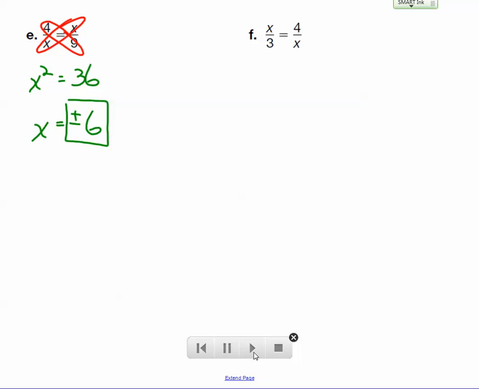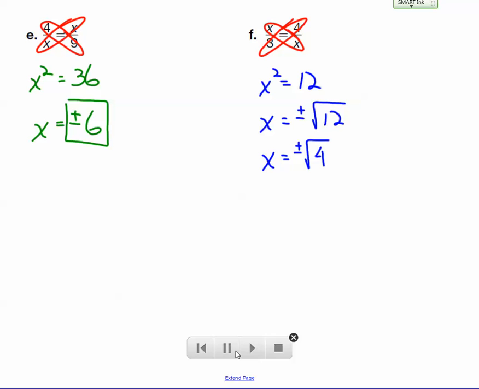Let's do it again here on F. X times x, cross products here, is x squared, and 3 times 4 is 12. So x squared equals 12, and then we'll take the square root of both sides. Square root of 12, 12 is divisible by a perfect square, 4. So let's go ahead and simplify that. And we'll say plus or minus 2 times the square root of 3. So in other words, 2 times the square root of 3 over 3 is equal to 4 over 2 times the square root of 3. Kind of ugly answer, but it's the answer nonetheless.